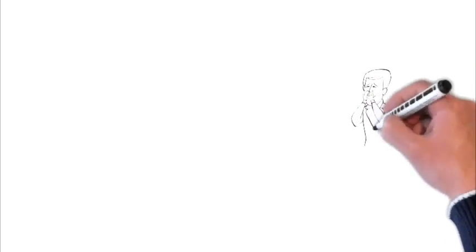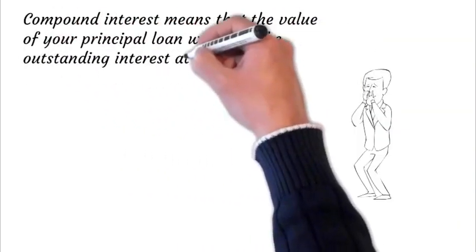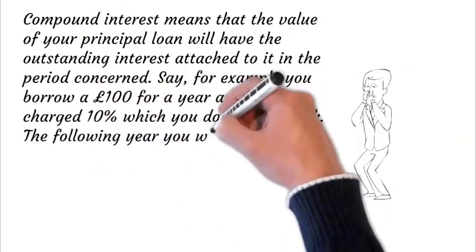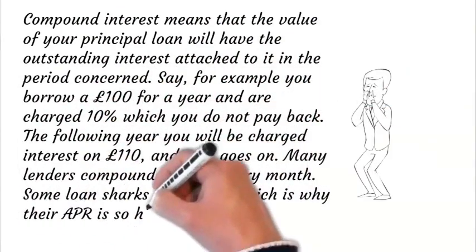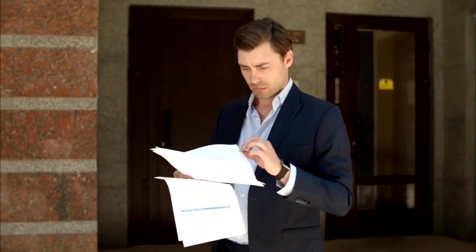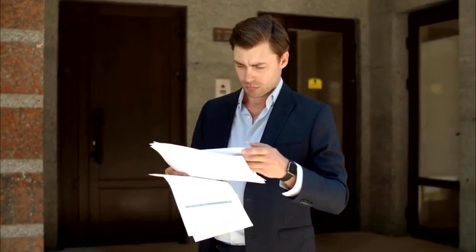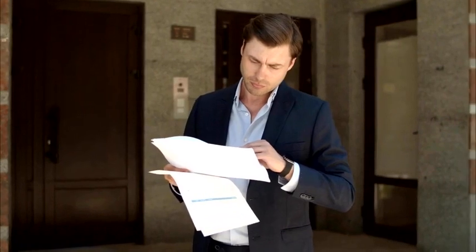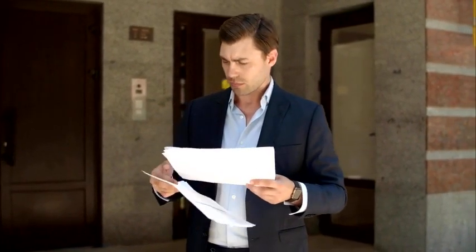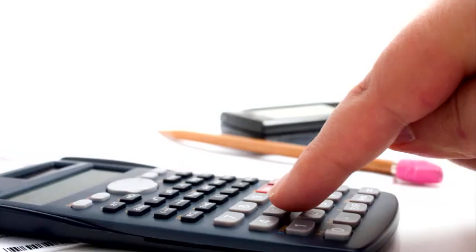There are also a number of key areas to look out for when considering APRs. The main one is compound interest. This means that the value of your principal loan will have the outstanding interest attached to it in the period concerned. Say, for example, you borrow £100 for a year and are charged 10%, which you do not pay back. The following year, you will be charged interest on £110, and so it goes on. Many lenders compound interest every month, and that's reflected in their APR. Some loan sharks do it too, which is why their APR is so high if they do it daily.